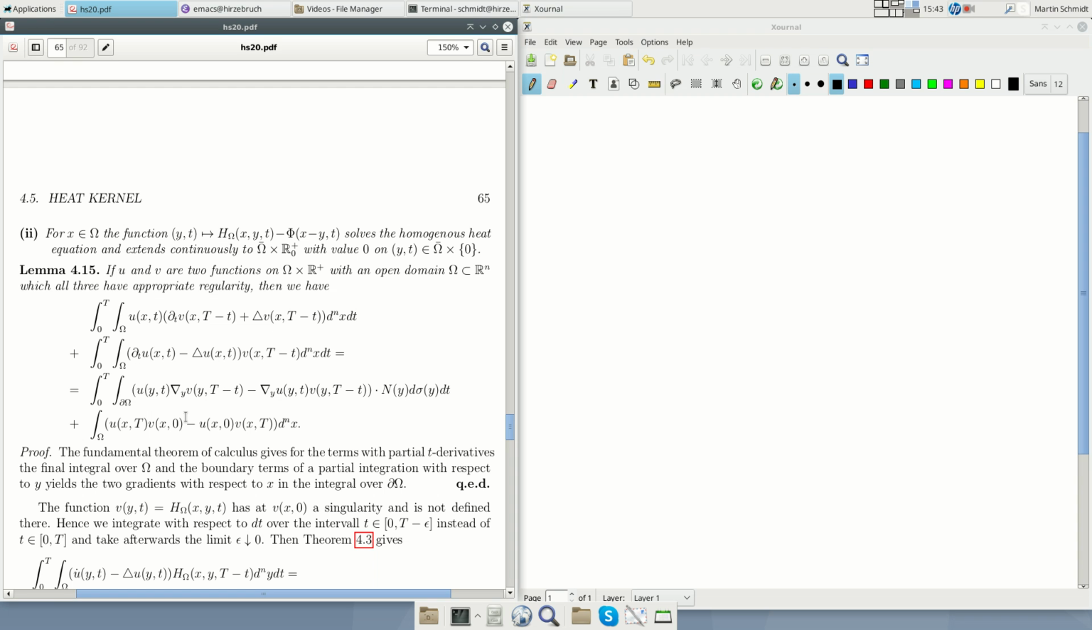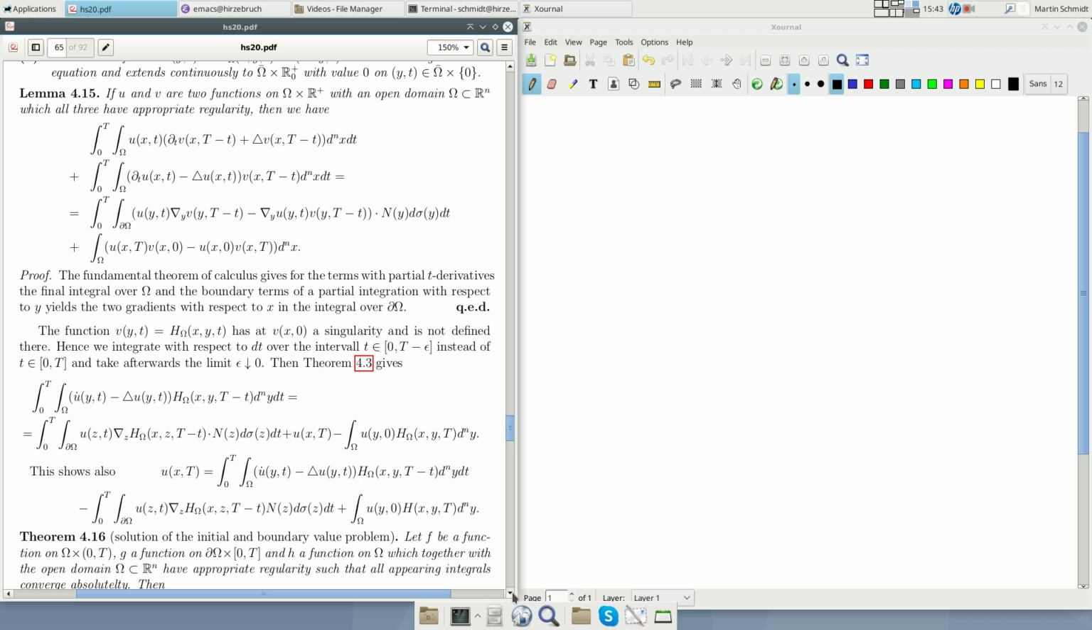So this just follows from two partial integrations. This is more or less straightforward. Now we apply this.